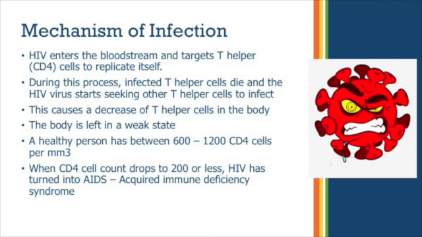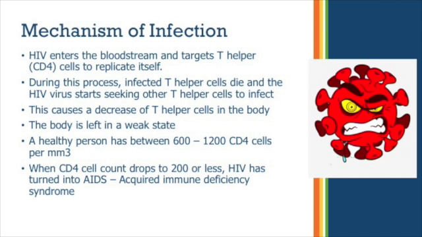During this process, infected T helper cells die and the HIV virus starts to seek other T helper cells to infect. This causes the body to be left in a weak state and not be able to fight off infections and disease. When HIV enters the body, it establishes itself in the lymphoid tissue where T helper cells are targeted. The T helper cell count in the body decreases. So this means that there's a decline in CD4 cells. This can take several years before the body reaches a low number.